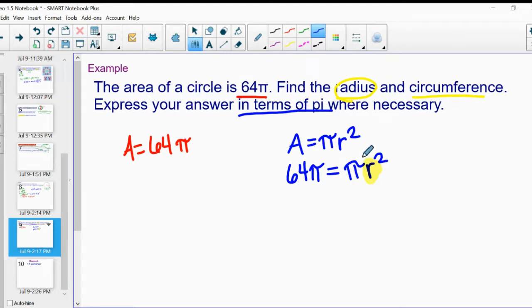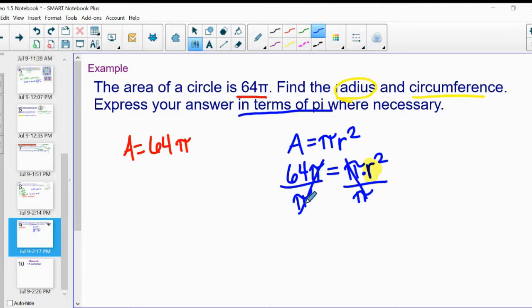So I notice that pi is out front. Remember, that's just a number, right? Times 3.14. It's multiplication. So to undo multiplication, we divide. So I'm going to divide both sides by pi. And it ends up canceling out on both sides.